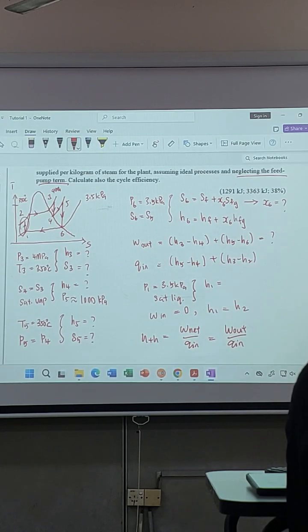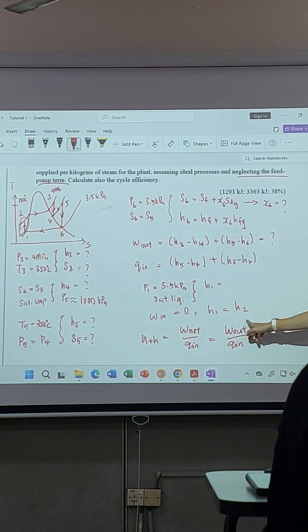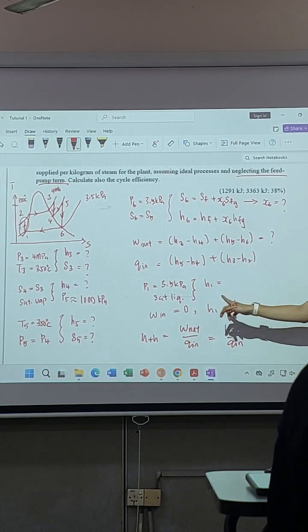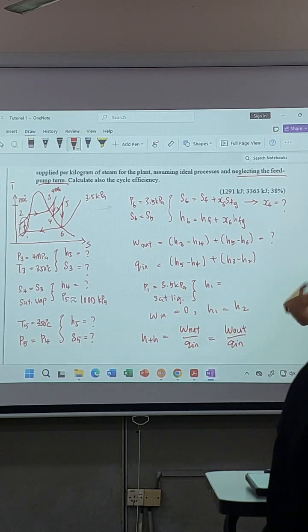So sometimes we just treat it as not significant because, let's say it is 10 kilojoules, and H1 is 190 something, then this is just 200. The difference is not really that big. So sometimes we neglect the pump work for simplicity's sake.